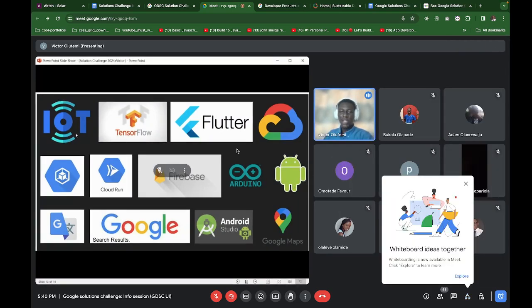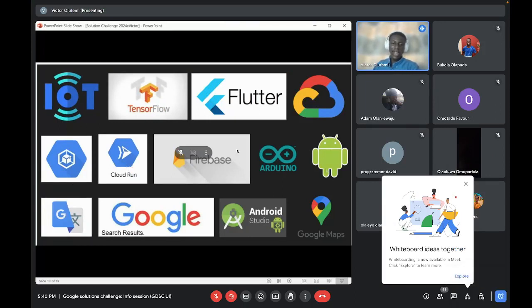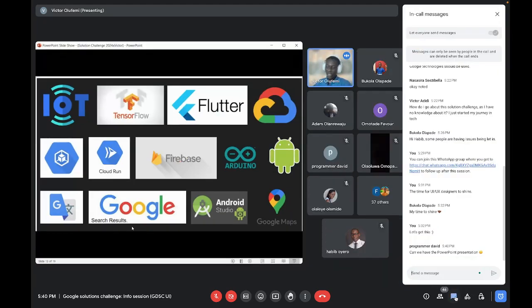Of course, IoT is just IoT. This is TensorFlow, this is Flutter owned by Google, this is the Google Cloud logo, I think. This is Android, this is Firebase, this is Cloud Run, this is Cloud Build, this is Google Translate, this is Google Search Results. Trust me, we actually used Google Search Results in the Solution Challenge. You can go and watch the demo.